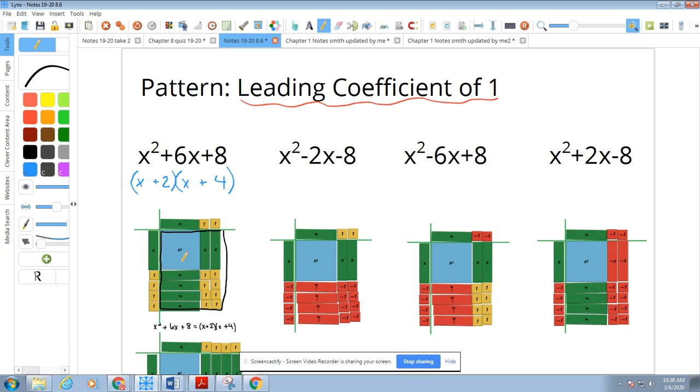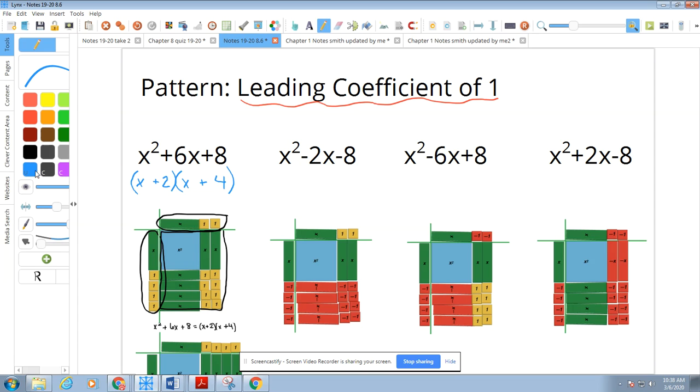Or you can think of it as pulling out your GCFs. So what's the GCF of x squared and 2x? It's x. What's the GCF of 4x and 8? It's 4. So you're factoring out the GCF of each side. And that's how we get our same factors of x plus 2 and x plus 4.